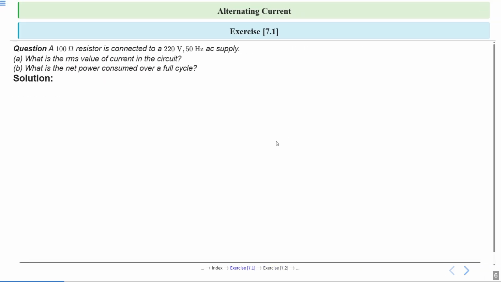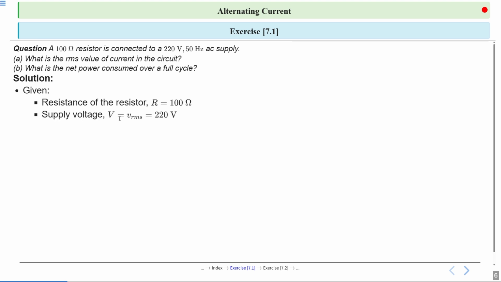So let's see the solution. What is given in the question? First, the resistance of the resistor is given, R equal to 100 ohm. Supply voltage V is not specified, so it has to be taken as V RMS, equal to 220 volt. Frequency nu is given, equal to 50 hertz.